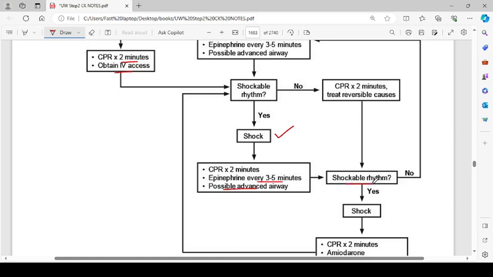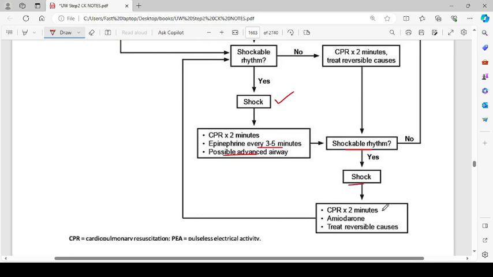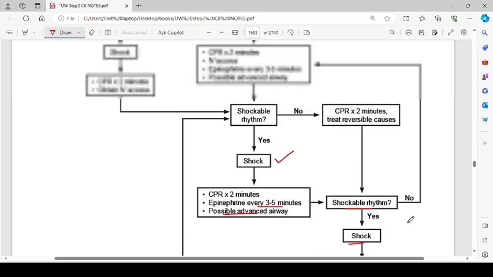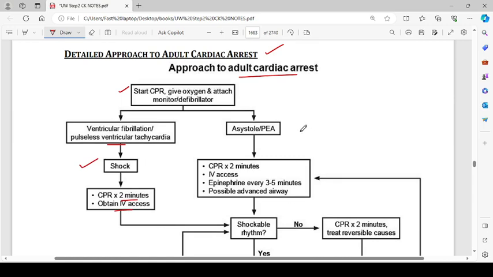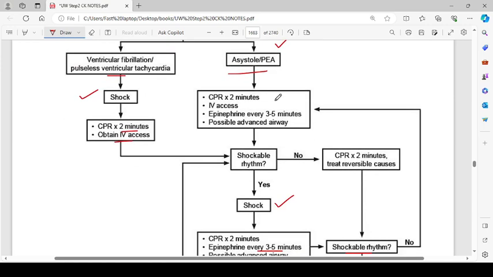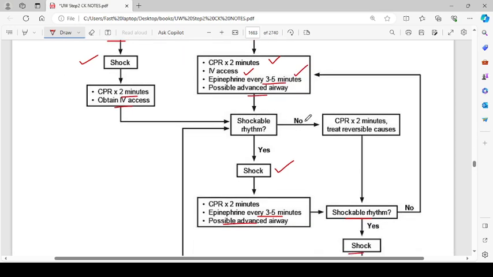And then if the rhythm is shockable, give a shock, CPR for 2 minutes, amiodarone, and treat the reversible causes. If the person is having asystole or pulseless electrical activity, give CPR for 2 minutes, maintain the IV access, epinephrine every 3 to 5 minutes, and possible advanced airway. Check if the rhythm is shockable.